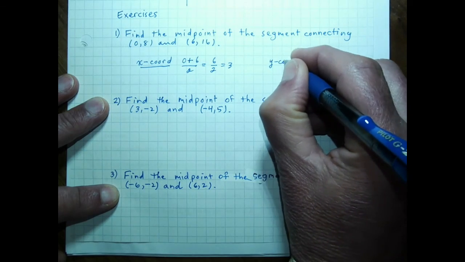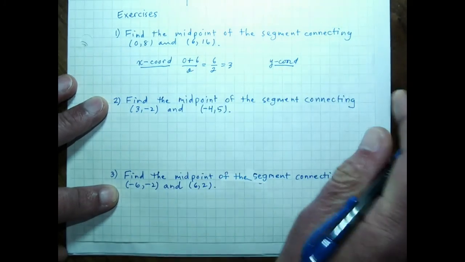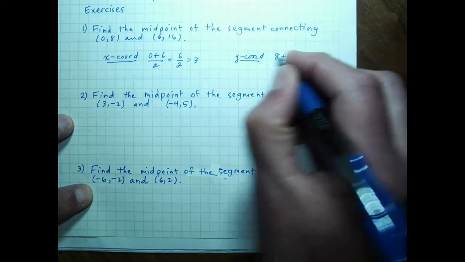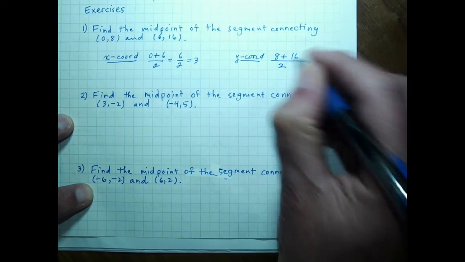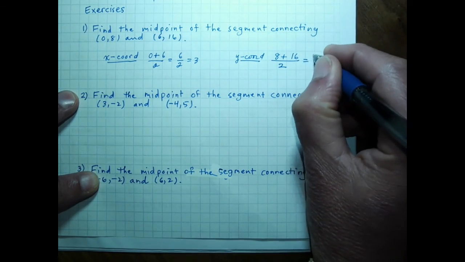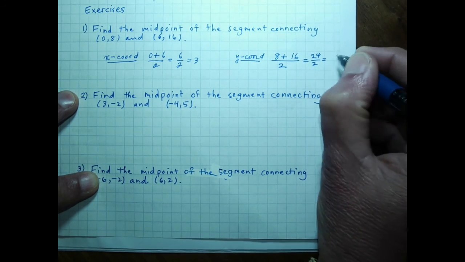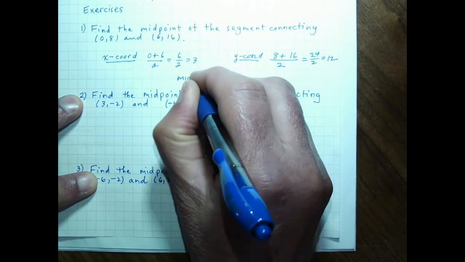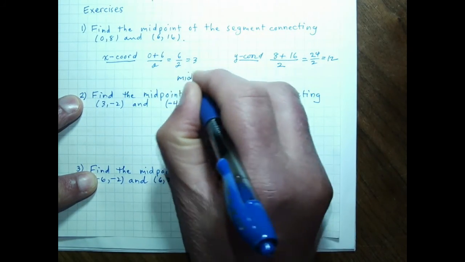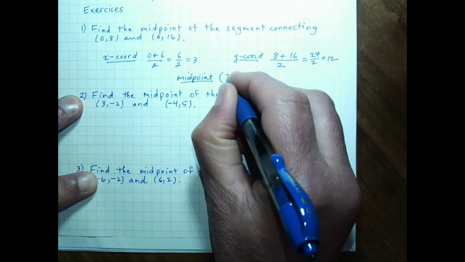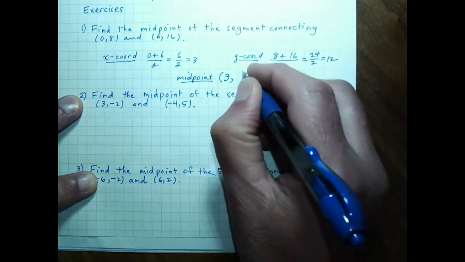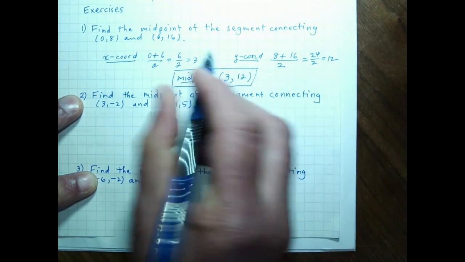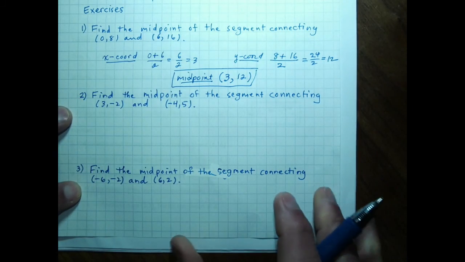The y-coordinate of the midpoint I get in the same manner by taking the y-coordinates, 8 plus 16, and dividing by 2. That's 24 divided by 2, which is 12. And so the midpoint is going to have two coordinates. Now it's going to have the x-coordinate 3 and the y-coordinate 12. That's the midpoint of the segment connecting the two given points.